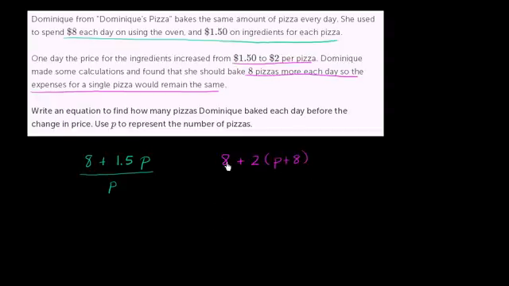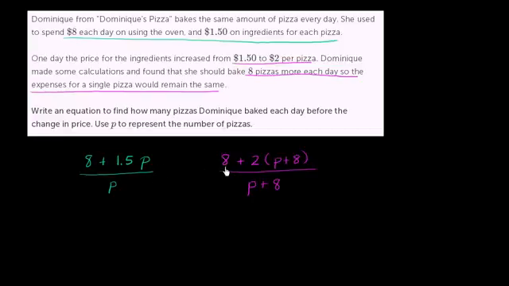And so this is going to be her total cost for all of the pizzas she's now baking. And so if you want it on a per pizza basis, she's now making P plus 8 pizzas, you would divide by P plus 8. And the problem tells us that these two things are equivalent. Here you had a higher cost in ingredients per pizza, but since you are now baking more pizzas, you're spreading the oven cost amongst more and more pizzas.